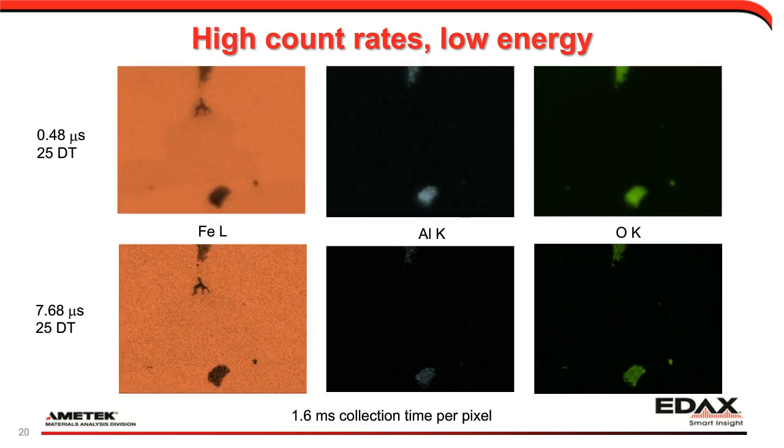So with that, let's start by looking at the not so interesting maps and compare the 0.48 microseconds and the 7.68 microseconds. For these, I've kept the collection time per pixel the same, 1.6 milliseconds per pixel. But of course, if I'm at 25% dead time for the 0.48 microsecond amp time, I'll have a lot more counts going through. And as we can see in the spectra, it's quite clear you have better signal to noise in the fast amp time where you have a higher throughput.